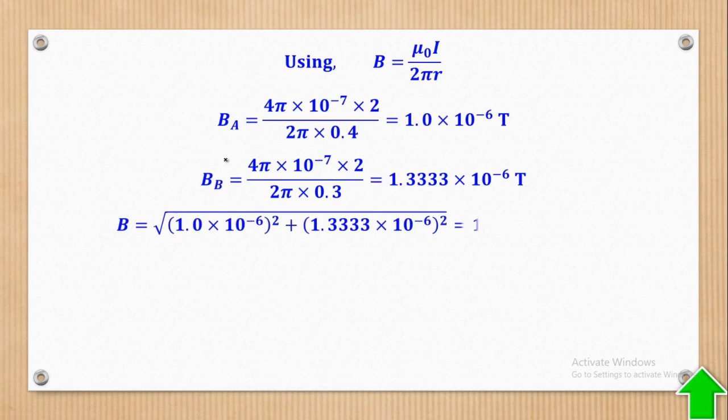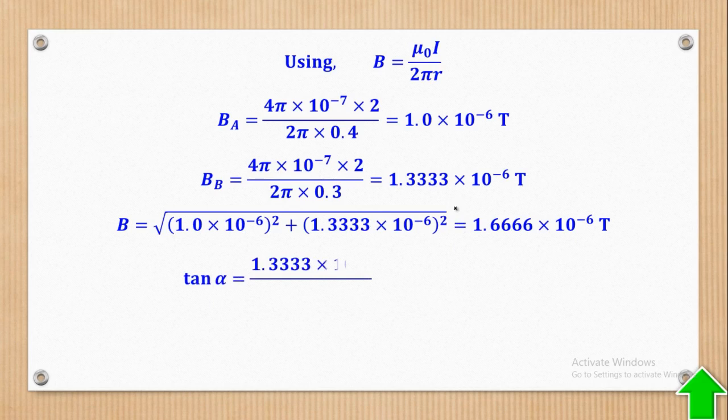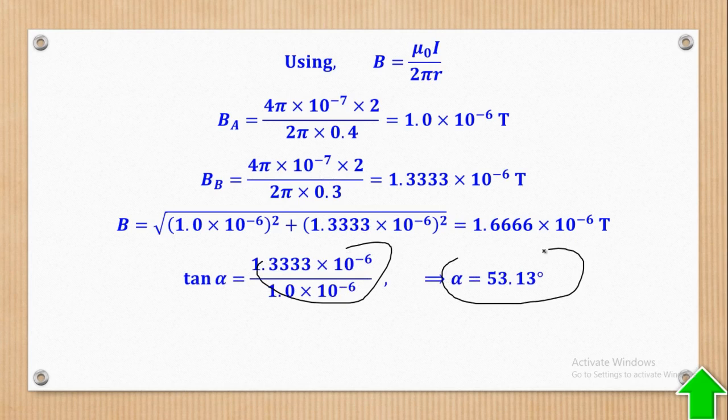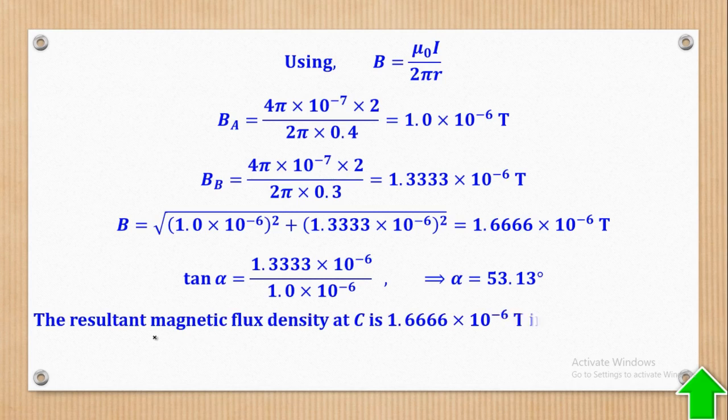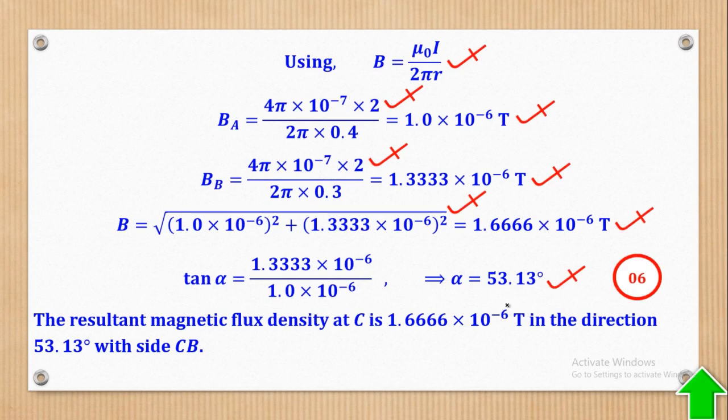So the resultant, since it was a right angle triangle, I'll just use Pythagoras theorem, which gives me square root of this plus this, and in the end I'll come up with this as the resultant. But we also need the direction, so direction tan alpha will be equal to this, implying that alpha is 53.13. Therefore, we shall conclude that the resultant magnetic flux density at C is this, which is here, in the direction this with side CB. So that is how marks would be awarded.